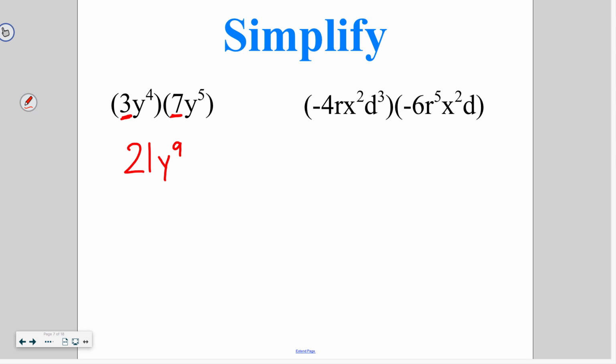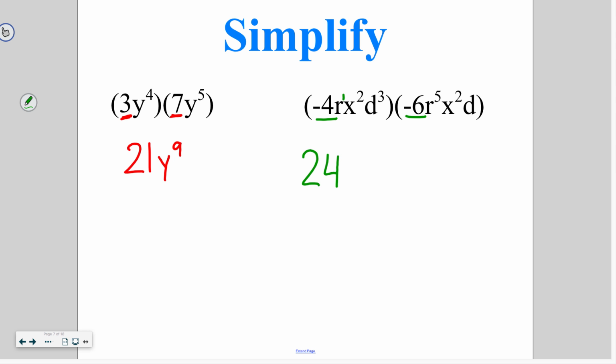Again, taking it even a step further, adding in more variables, we're still going to start by multiplying our numbers. So -4 times -6 gives me 24. Then I'm going to go through and do each variable individually. So I've got r and r to the 5th. If a variable is standing alone by itself, like this r is, you can always tuck in an exponent of 1.